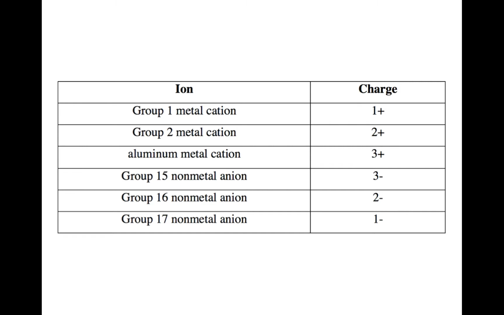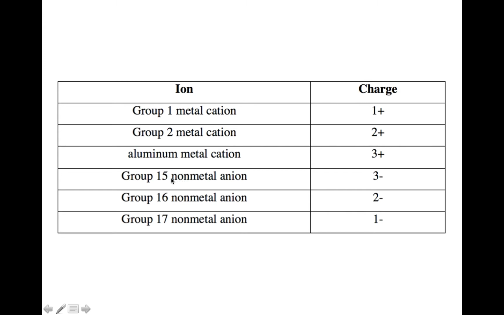You might recall this chart that shows you that the column an element is in can give you a clue as to what its charge will be in an ionic compound. So group 1 metals will have a +1 charge. Group 2 or column 2 metals will have a +2 charge.